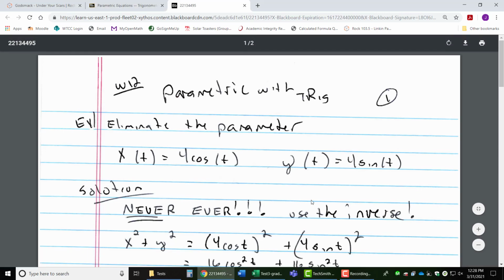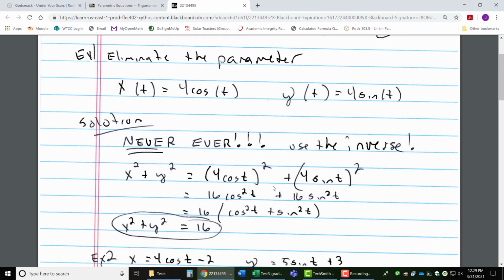Alright, this video walks you through a few examples of how to convert your parametric equation that has trigonometric functions into your rectangular or Cartesian type equation. And you can see my first example and my caution. You do not want to use the inverse function to then solve for t.